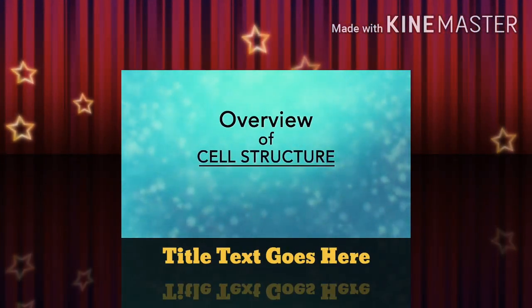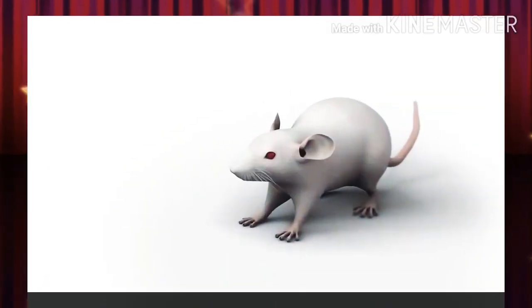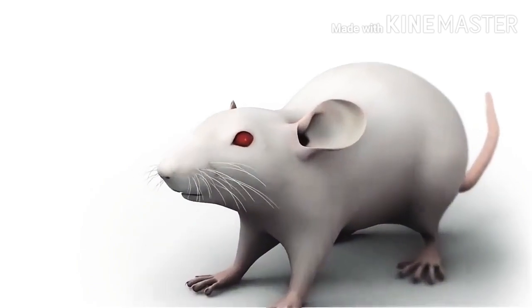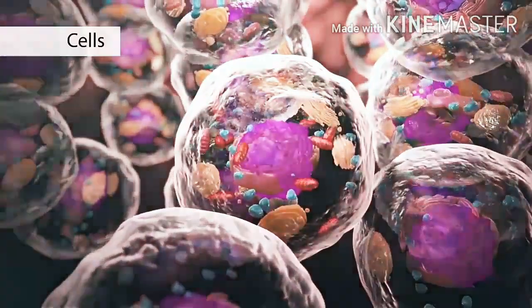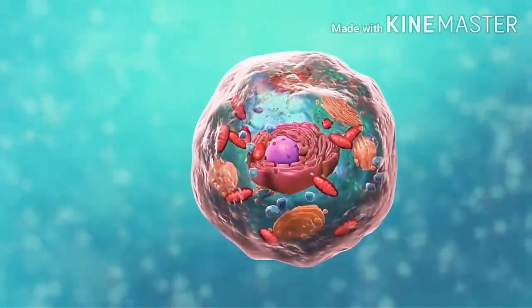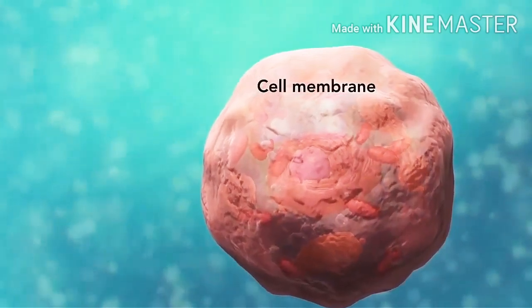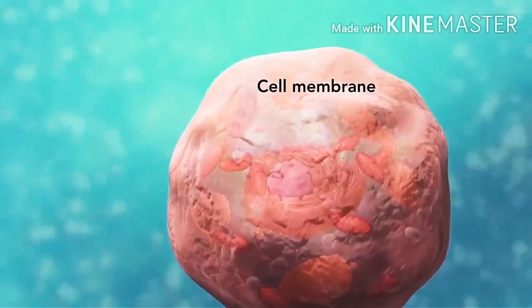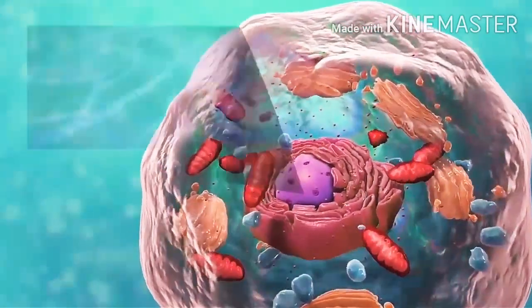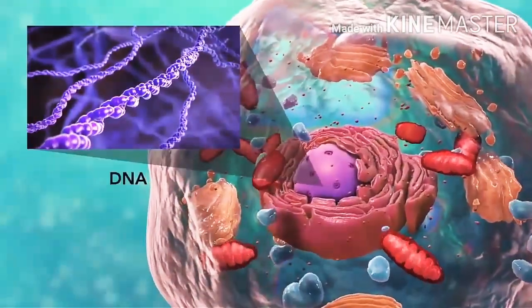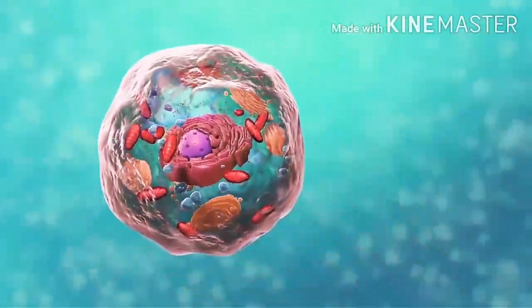Today we are going to start our topic, cell structure. We all know that each living organism is made up of cells, and the cell is the functional unit of our life. A cell is made up of three major parts, of which the first is the cell membrane. It is the outer membrane which covers and protects the cell. The second is the cytoplasm. Cytoplasm is a liquid that floats inside the cell. And the third is the nucleus, which stores the DNA.